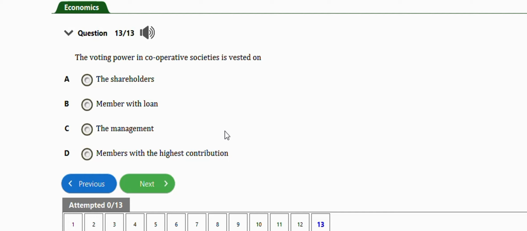So guys, this is basically how you can deal with problems under cooperative societies, a subtopic in business organization. We dealt with about 10 to 13 questions for this subtopic in business organization.